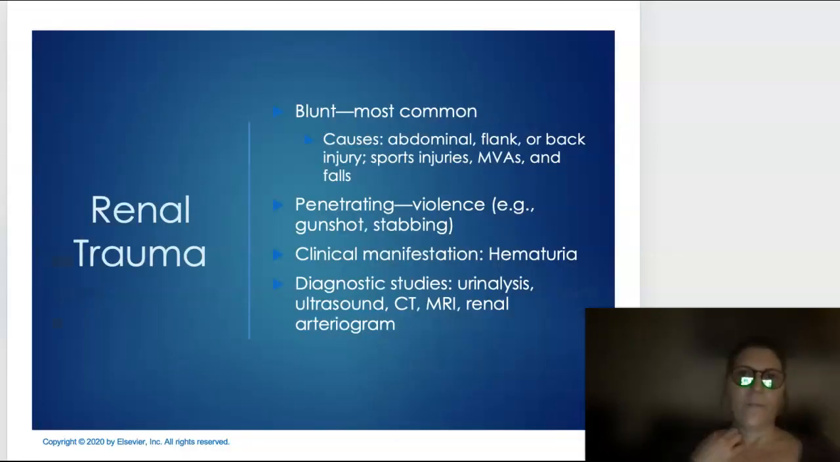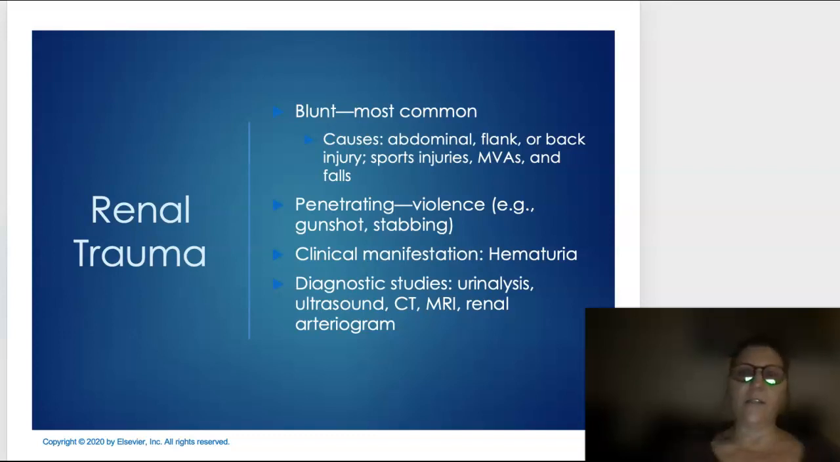Renal trauma. So this would be a trauma, right? You get hit in your back, in the kidney area. Blunt trauma is the most common. It causes abdominal, flank, or back injury. It could be a sport injury, a motor vehicle accident, or a fall. Penetrating trauma could be a gunshot or stabbing into your kidney. The clinical manifestation is going to be blood in your urine.